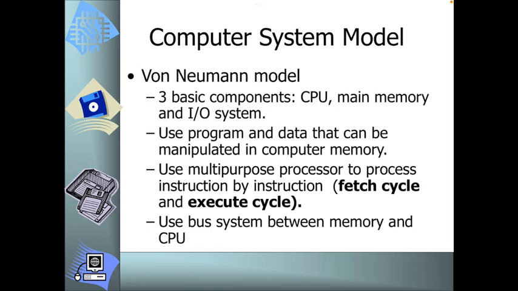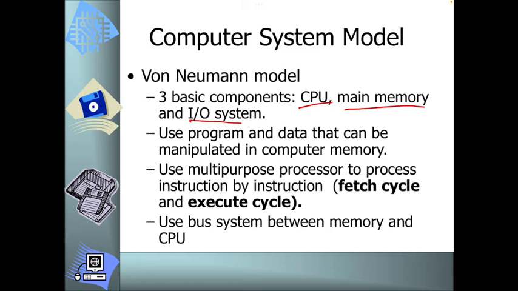So our first model, von Neumann, contains 3 basic components. We have the CPU, main memory, and also the input output system. This is the model that we use, realize it or not. We mentioned the CPU, memory, and input output system, right? Realize it or not, we use the von Neumann model.